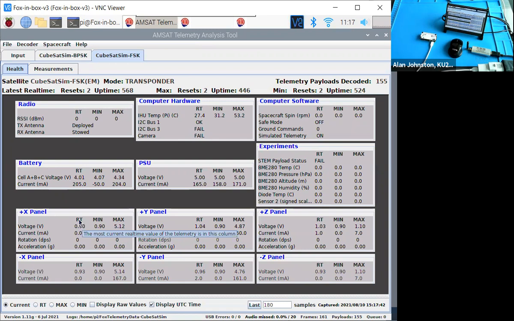But if you take a look here, we've just been looking at the RT column for real time, but there's also a minimum column and a maximum column. And about every 16 samples, the CubeSatSim Lite sends either a minimum packet or a maximum packet, which it keeps track of. So you can see here that the maximum value from this plus X solar panel is about 5 volts. So that's what it was peaking at when it was under illumination, and the minimum is about 0.9 of a volt. And also look at the current here. You see the current is 0 milliamps, but it was a maximum of 169.